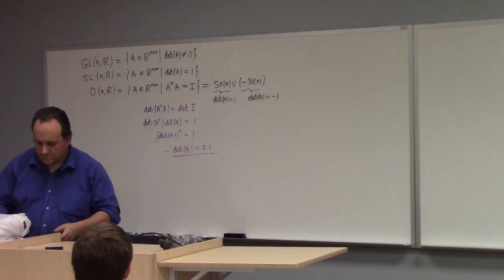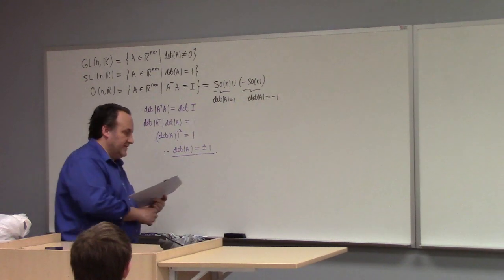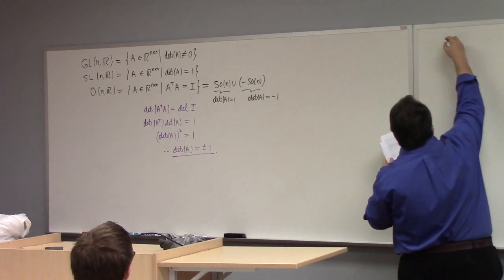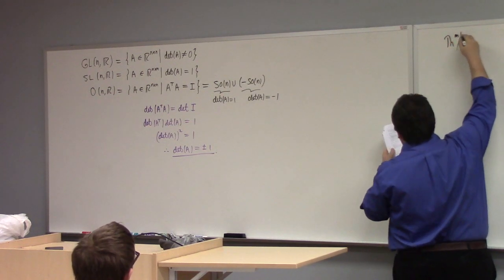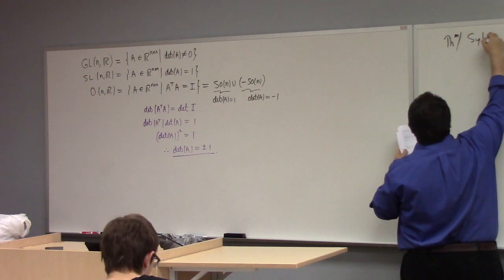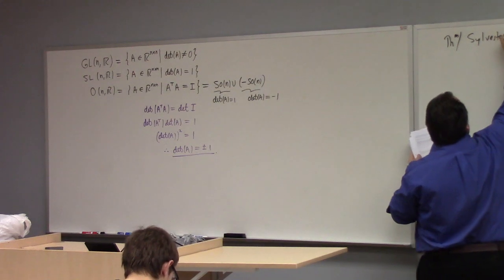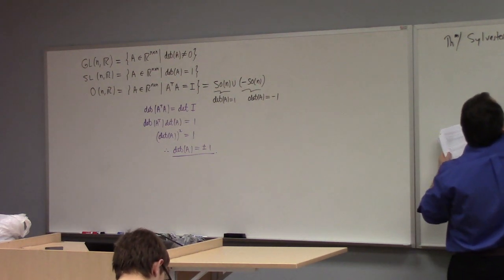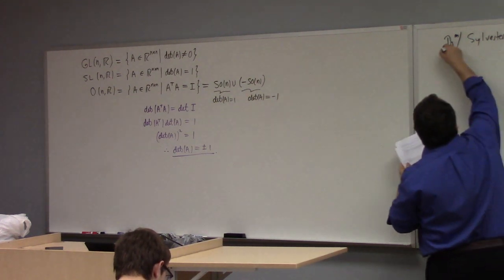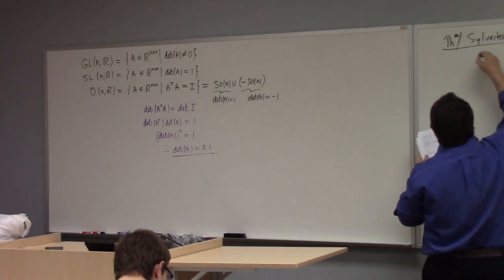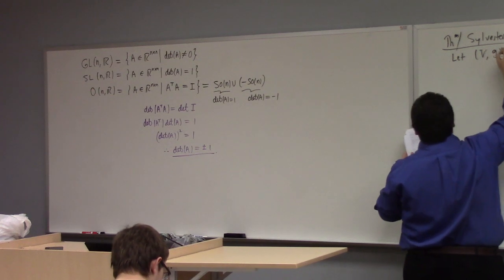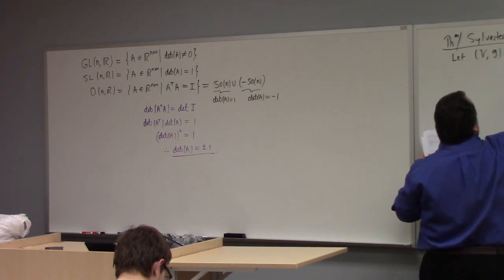Moving on here. I wanted to talk about the musical morphisms, of course. But first I need to talk about this theorem here, which is Sylvester's law of inertia. And so here's the theorem. Let (V, g) be a real geometry.